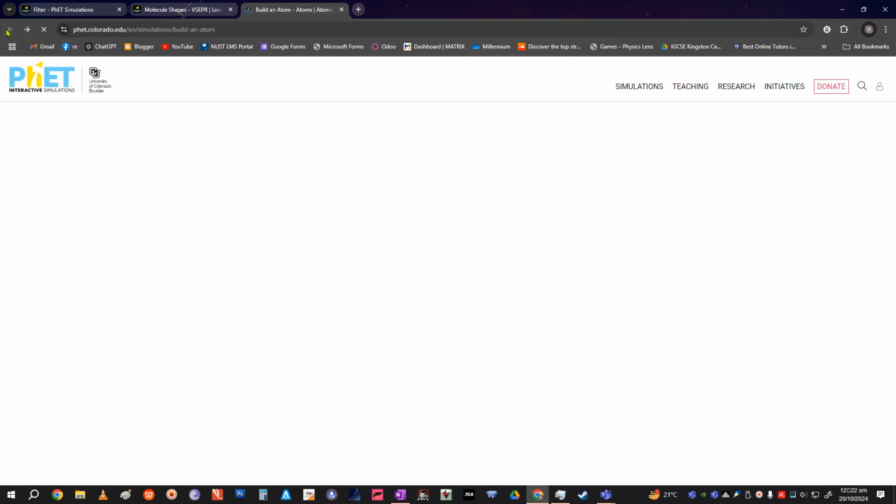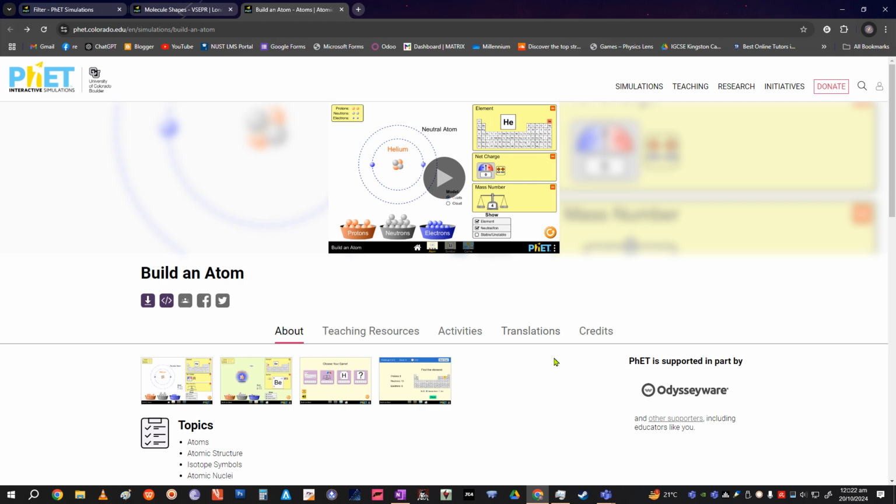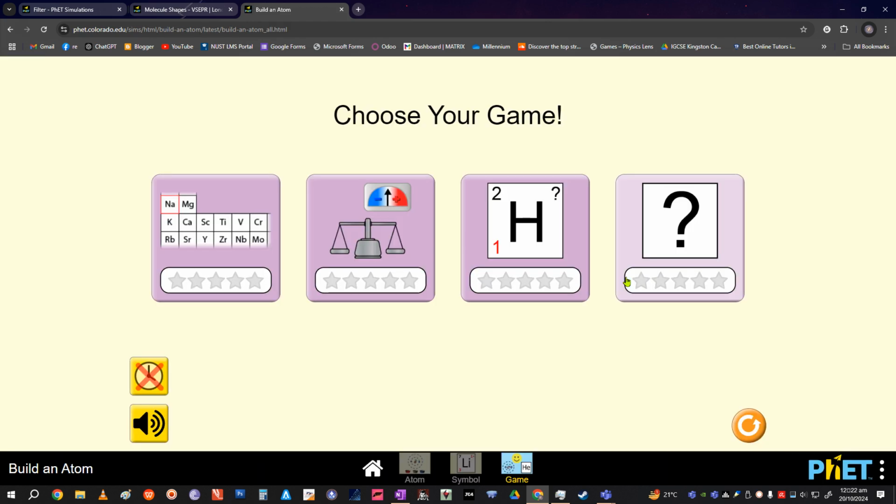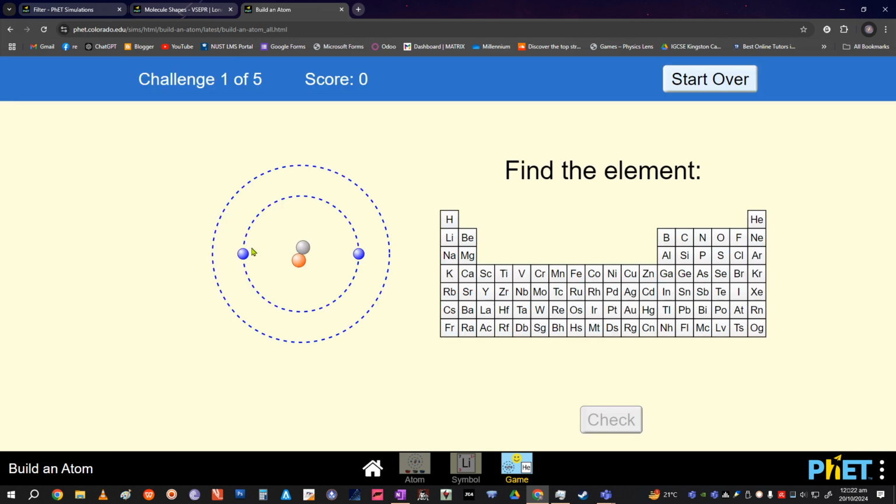Now I'm going to come back and play a game. Let's go back to this and let's play a game. Which one should we go for? Identification in the periodic table, mass and charge balancing, identifying the element itself, or just the random one? Should we go with this then? Okay, find the element. So which one is this atom?